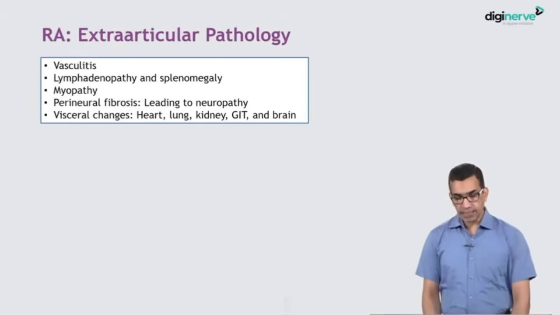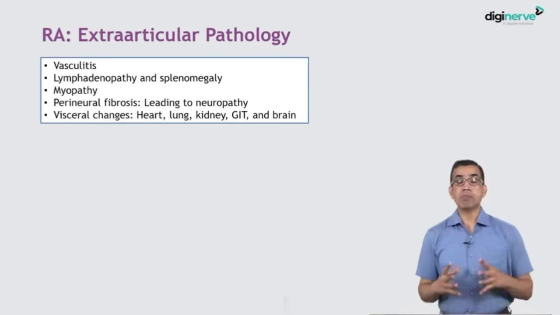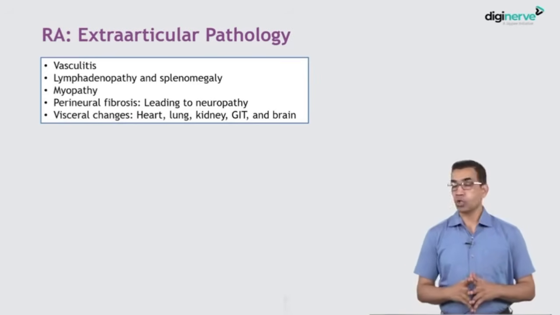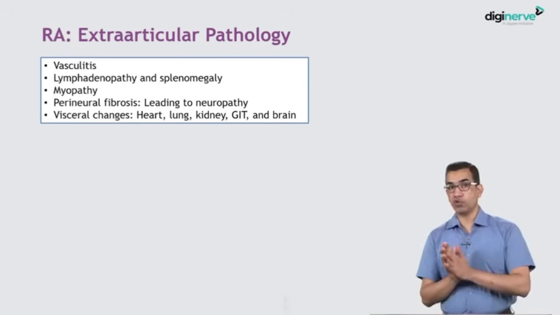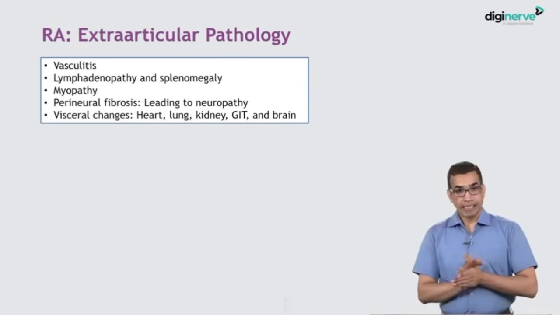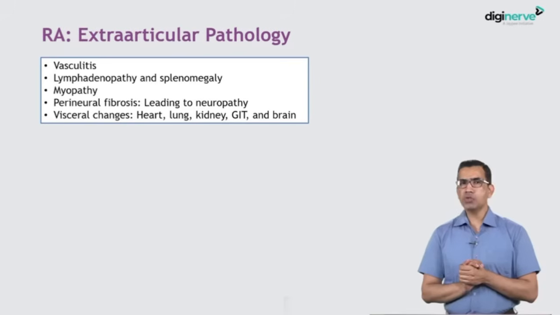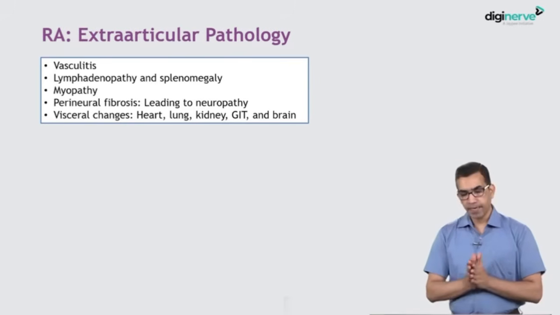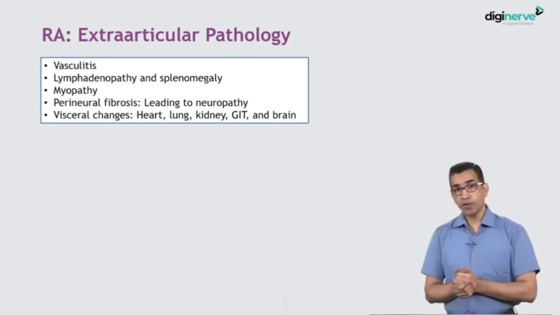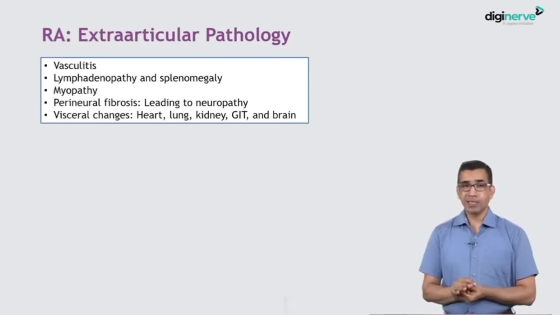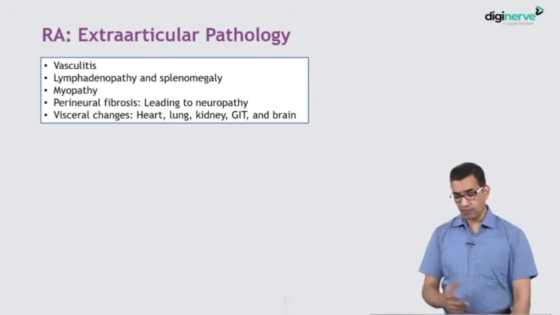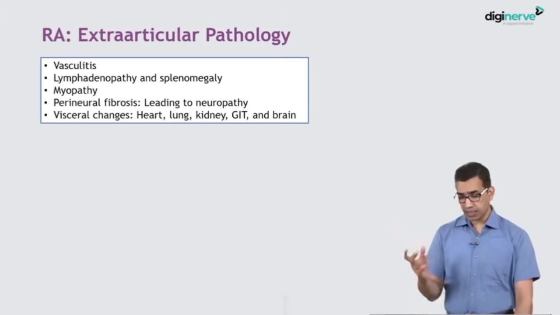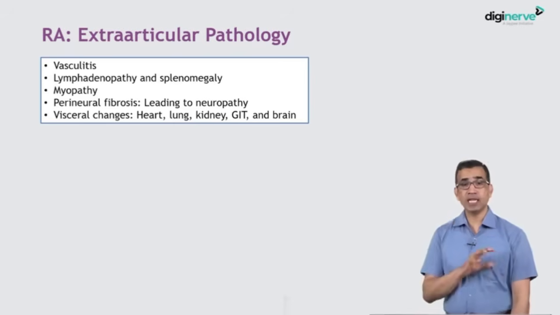As I said, it's a disorder of connective tissues. It's a multi-system disorder. It is not only affecting the joint, synovium, cartilage or tendons, it is also affecting almost all organs of the body. It causes vasculitis, lymphadenopathy, splenomegaly and myopathy. It affects the nerves, and it affects various organs like the heart, lung, kidney, GIT and brain. So nothing is left.